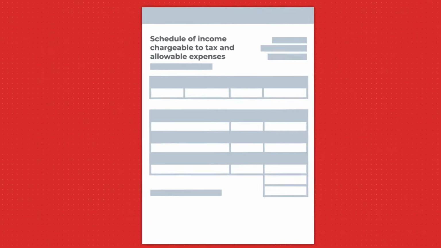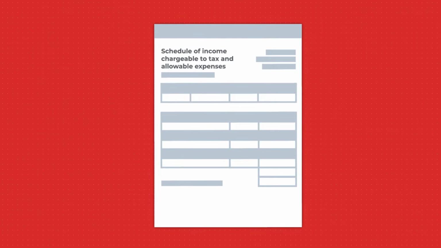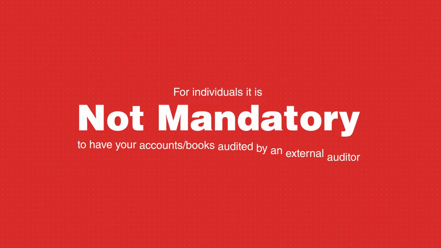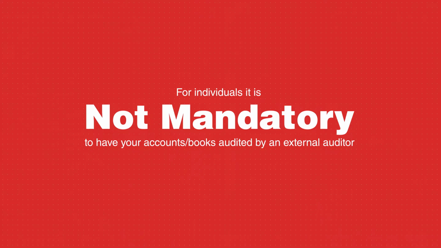The taxpayer will be required to have prepared a schedule of their income chargeable to tax and allowable expenses incurred wholly to generate this taxable income. Those with audited accounts can use them to file the return. For individuals, it is not mandatory to have your accounts or books audited by an external auditor. We've made this process seamless for you.